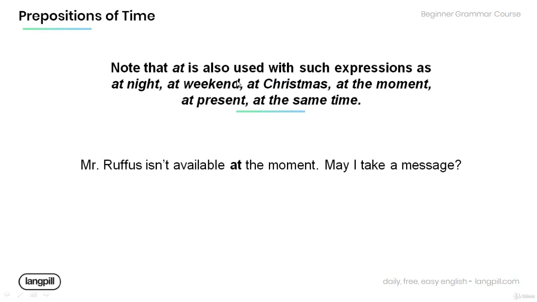Note that at is also used with such expressions as at night, at weekend, at Christmas, at the moment, at present, at the same time. Have a look at the example below. Mr. Rufus isn't available at the moment. May I take a message? Note that in the sentence, the preposition of time at is used with the expression at the moment.